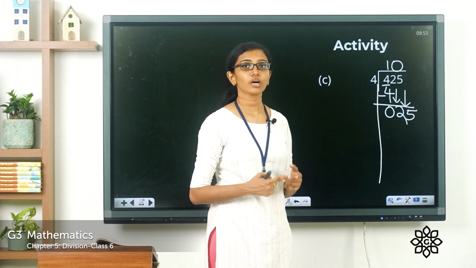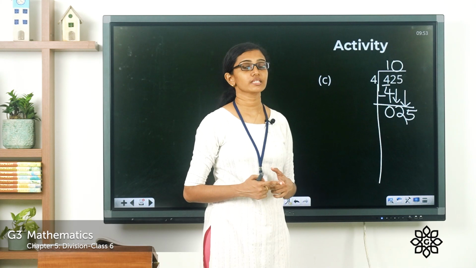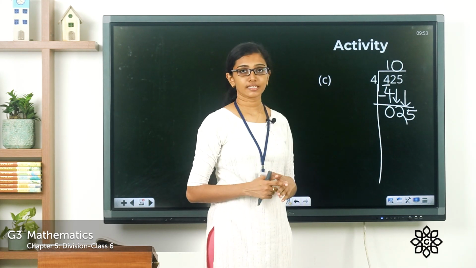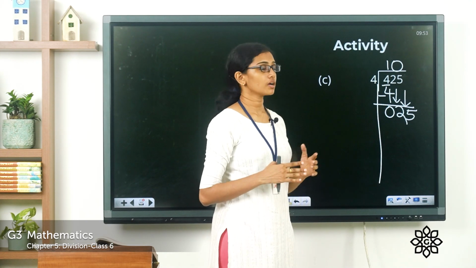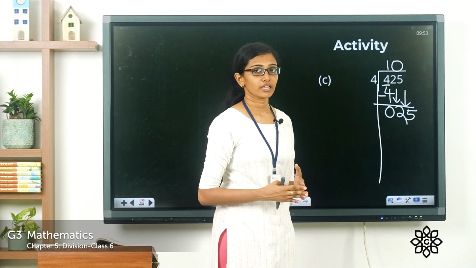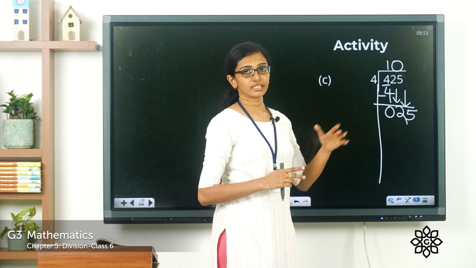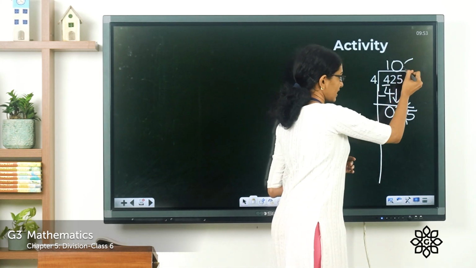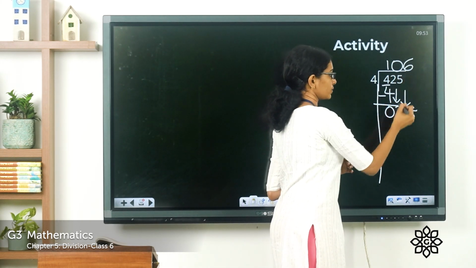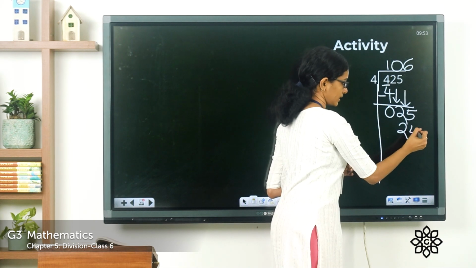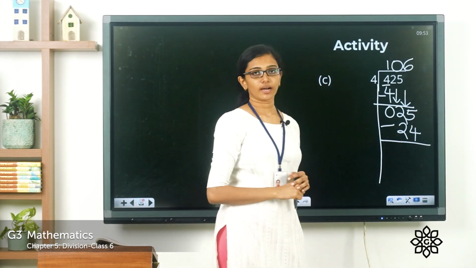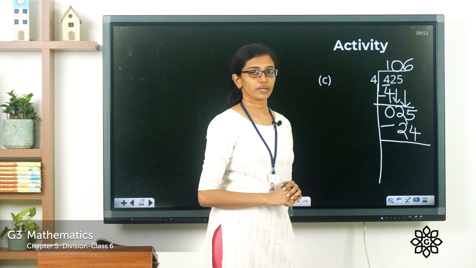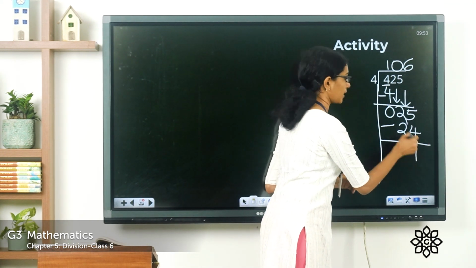4 ones are 4, 4 twos are 8, 4 threes are 12, 4 fours are 16, 4 fives are 20, 4 sixes are 24, but 4 sevens are 28. So let's take 4, 6. Let's write that 6 over here. Now 4 into 6 is equal to 24. Let's write it just below 25 and subtract the numbers. 25 minus 24, which is equal to 1.